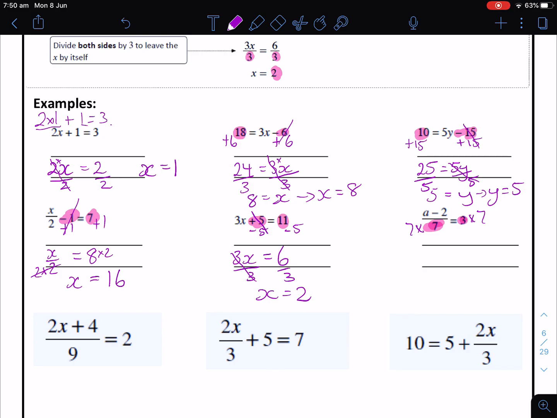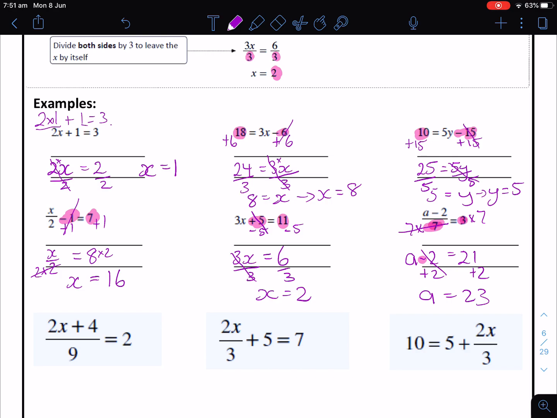Remember, if something's divided by a number and then times by that number, they just cancel out. So we're left with a minus 2, and 3 times 7 is 21. Now we're left with a one-step equation here. We're going to do the inverse operation of the minus there. So a minus 2, we're going to plus 2 to both sides. So those two will cancel out. We're left with a, and 21 plus 2 equals 23.